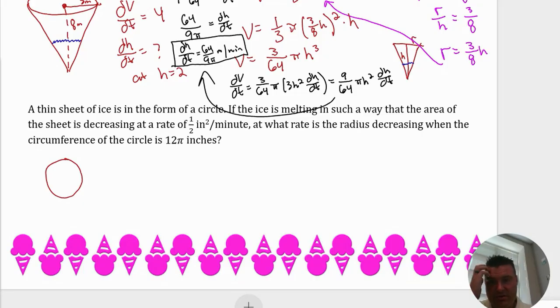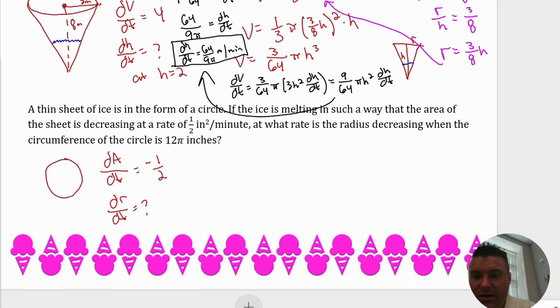A couple of things that I do know about this is the area. The area is changing, so dA over dt. If it says it's decreasing, it's going to give me a -1/2. And I want to know at what rate the radius is decreasing. So I want to know what dr/dt is when the circumference is equal to 12 pi. So essentially, I should know the area of a circle is pi r squared. Now, I can't take the derivative quite yet because I don't really know what r is. I could take the derivative, but that's not going to help me out so much where I'm at right now. I don't know what r is, but I can use my lovely helper equation.